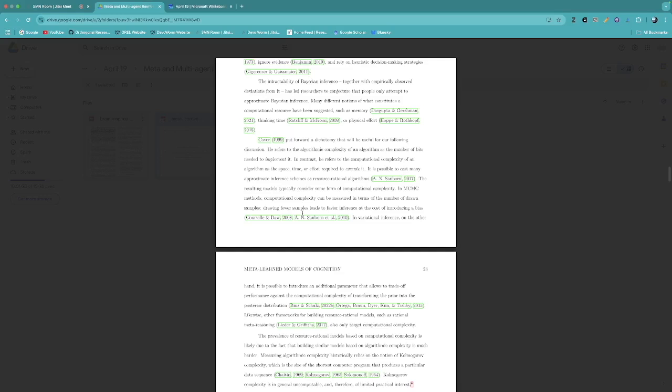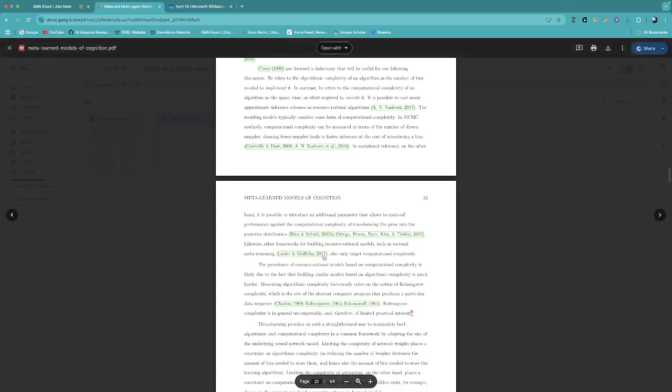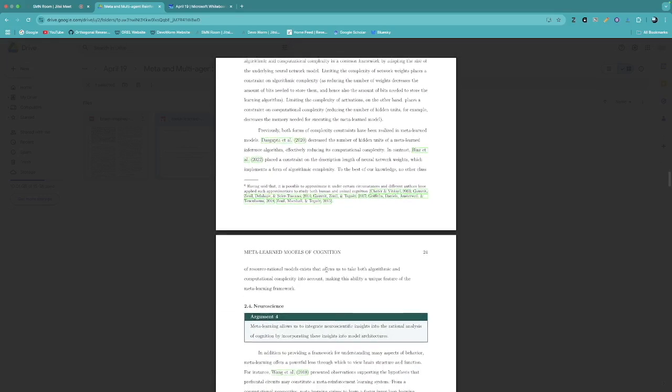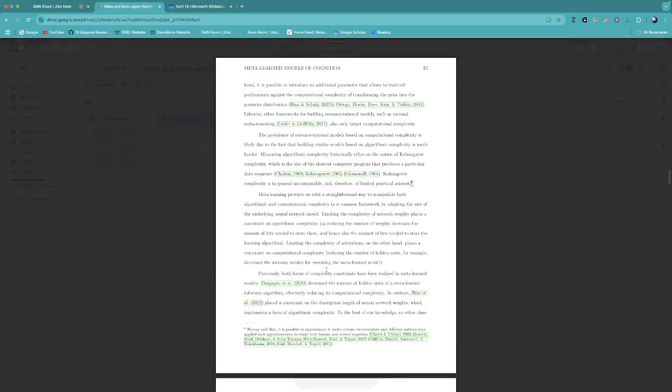In variational inference, on the other hand, it is possible to introduce an additional parameter that allows us to trade off performance against the computational complexity of transforming the prior into the posterior distribution. And so other frameworks for building resource-rational models, such as rational meta-reasoning, can also only target computational complexity. Okay. So I'm not going to get too much more into these type of models, but just suffice it to say that MC models fall into that category. Variational Bayes falls into that category, and so forth.